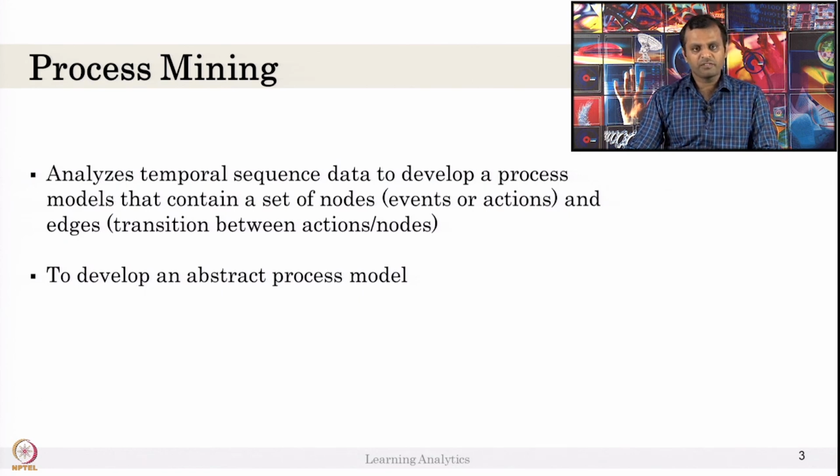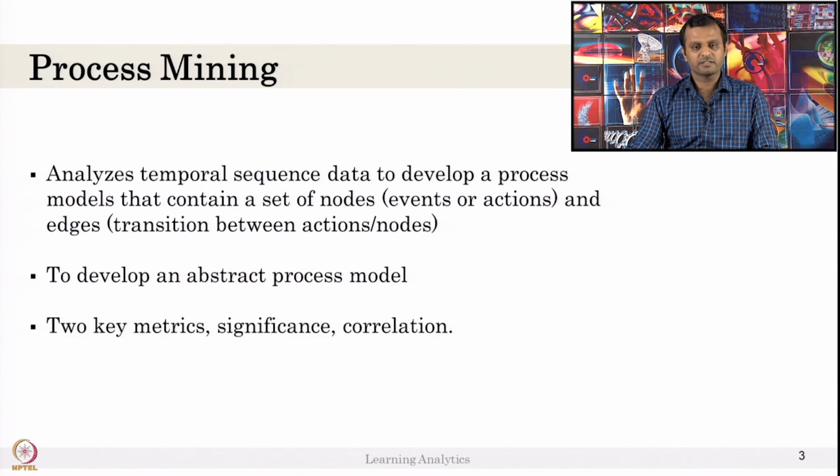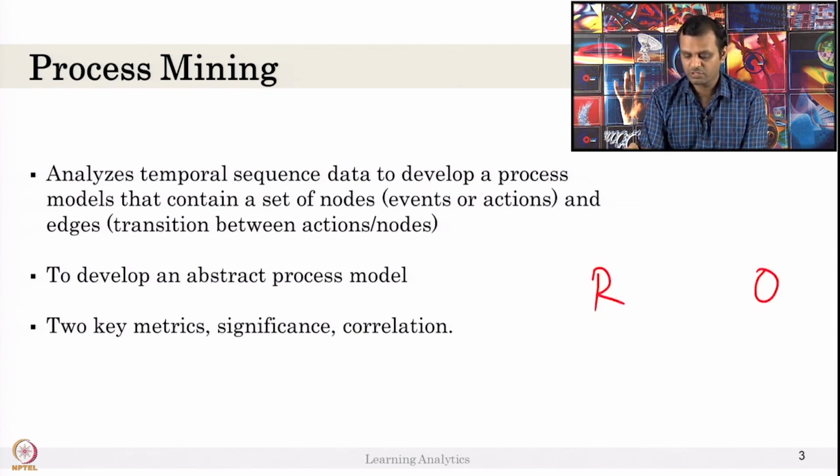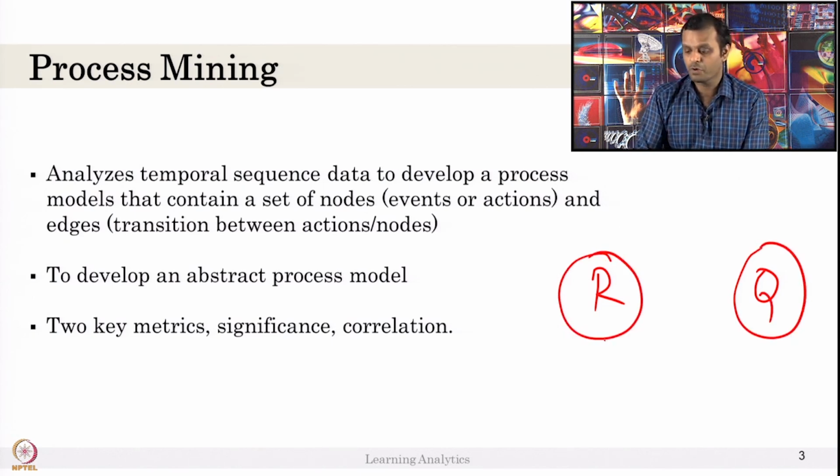The aim is to develop an abstract process model, and there are 2 key metrics: significance and correlation. Somehow it always happens that I have 2 key metrics, only 2 things to remember in each algorithm. Let us see the 2 key metrics in this model also, process mining: significance and correlation. So, what is a node? Suppose there is an action read, there is an action quiz. This is considered to be a node. Node A is read, node B is quiz. The transition between these nodes, like the read to quiz transition, is an edge.